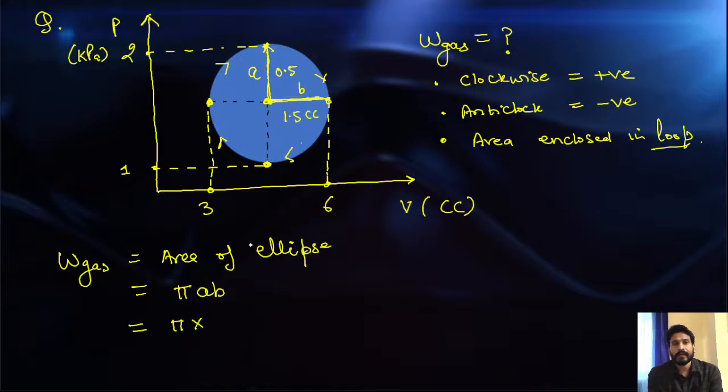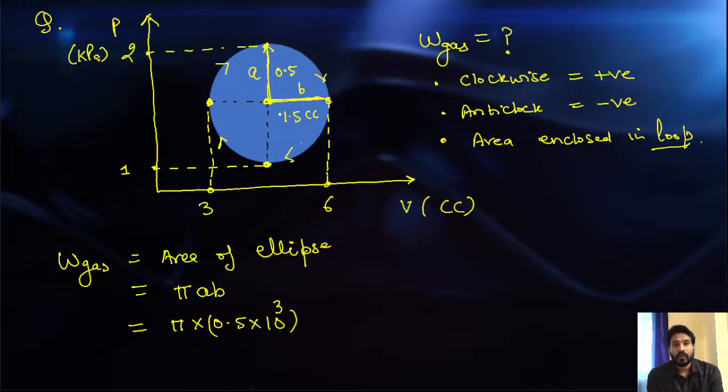What is the value of A? A value is 0.5. Is it clear to you? So 0.5 is in kilopascal, right? If we calculate it in the SI unit, then for the kilopascal, just multiply by 10 raised to power 3 to make it into Pascal.